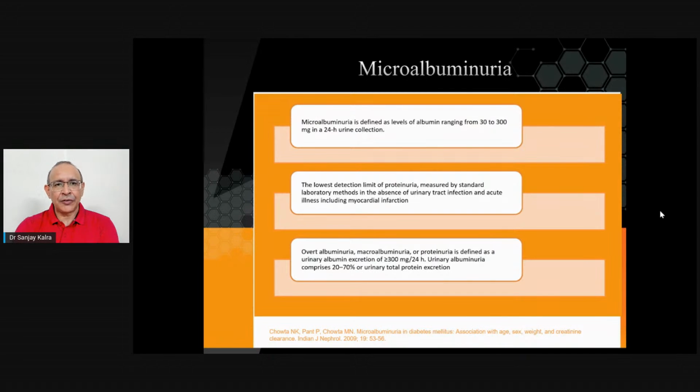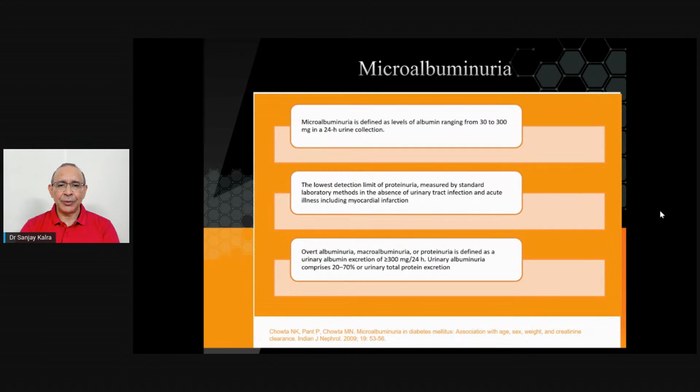If the level of protein excretion goes beyond 300 milligrams per 24 hours, then that is known as macroalbuminuria or overt albuminuria. This can be picked up with a classic dipstick, with a simple dipstick. You also have dipsticks to check for microalbuminuria, but they will be separate from the routine sticks that you are using for urine routine examination.